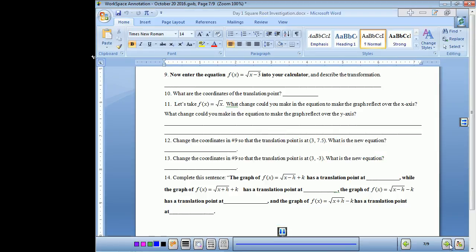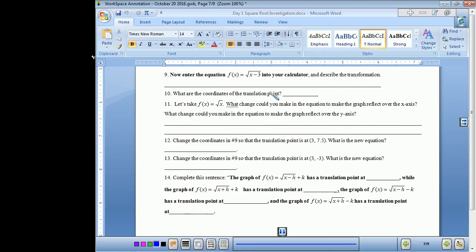Alright, next one. Before we start this, we need to talk about what that radical does. That radical acts as a grouping symbol, and it groups everything that's under it, just like parentheses were around it. For that reason, this minus 3 here is actually going to shift every point right 3.